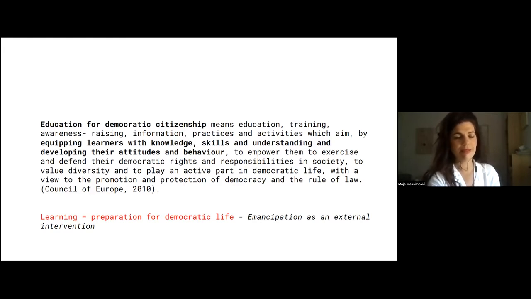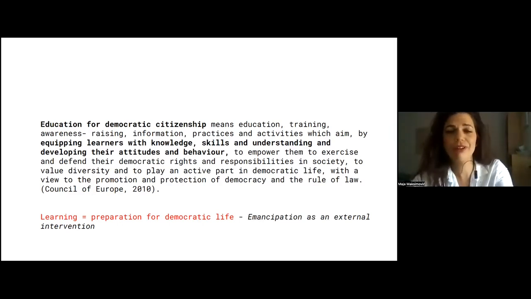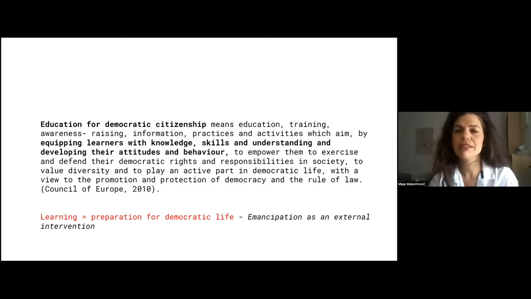What I see as problematic in this definition is that education should equip learners and students with skills and knowledge so they can be prepared for democratic life, which means that learning is a kind of preparation for democratic life instead of learning being itself a democratic process. So emancipation is an external intervention, but what I found important and what I found was actually working within the classroom is when the classroom is emancipatory itself. So together with students, we have to change the architecture of the classroom in order to facilitate and support agency, to support students to really be engaged in their community.